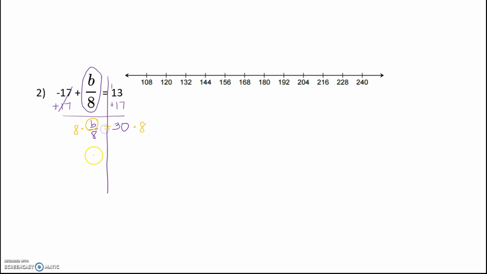Oh, there's my equal sign. So b is now equal to 30 times 8. Well, 3 times 8 is 24, so 30 times 8 is 240. Again, it's an equal sign, which means 240 is the only possible solution for this equation, so I'm going to put a closed circle or a point at 240.